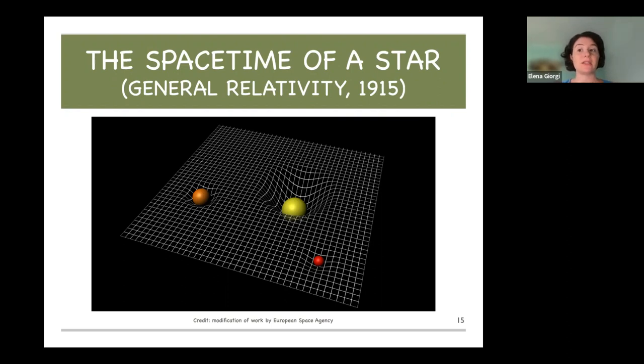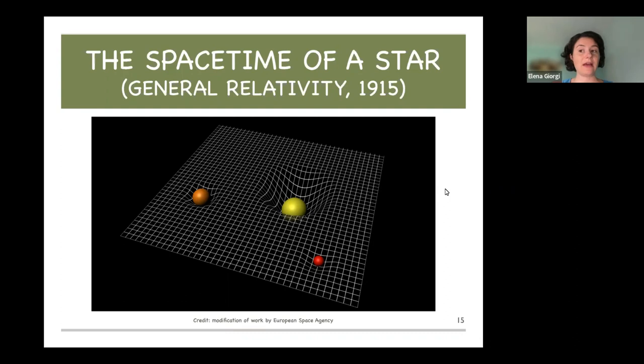Now, if we imagine the space as being a flat grid, just like the ones I had before with all these light cones positioned on it, then in the presence of a star, the star will not simply sit in the space, but actually its own presence would deform the space itself, as it's depicted here in this image.